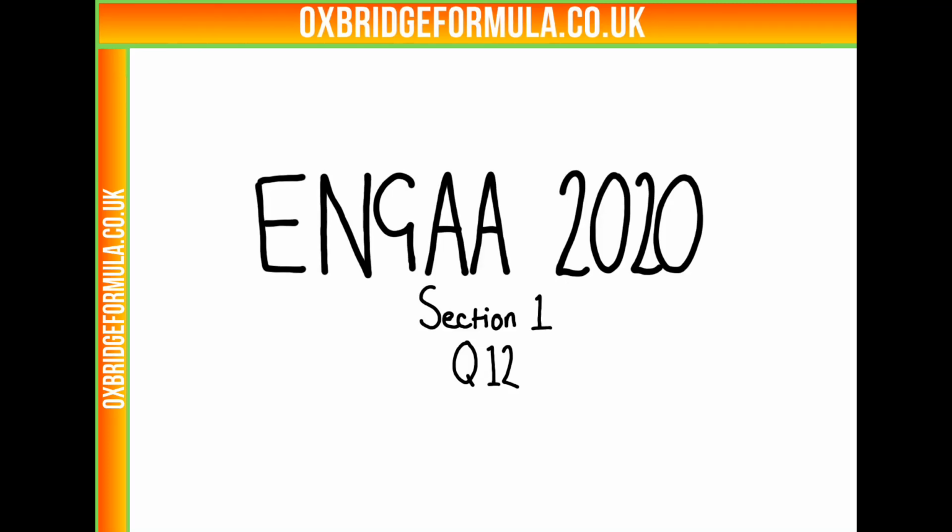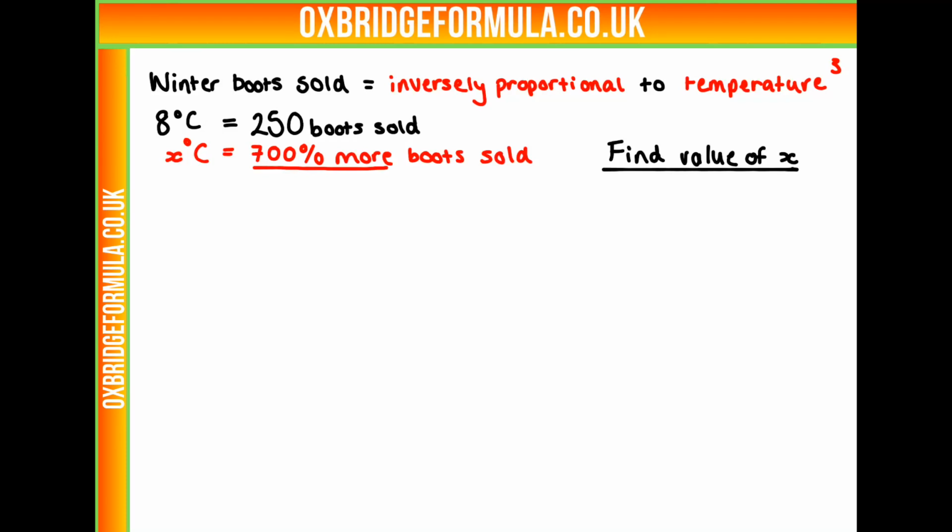In this video, we'll be looking at ENGAA 2020, Section 1, Question 12. So, we know the amount of winter boots sold is inversely proportional to the temperature cubed. And one day, when it was 8 degrees Celsius, 250 boots were sold. And another day, when it was X degrees Celsius, 700% more boots were sold. And we have to find the value of X.